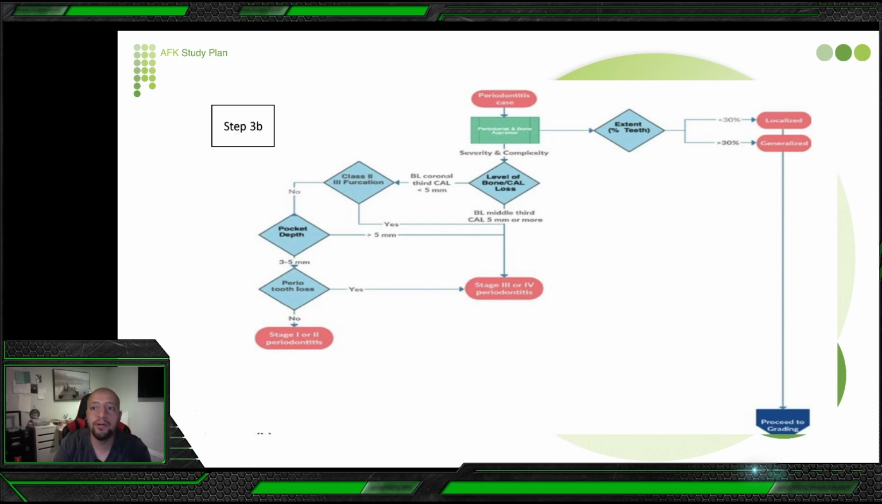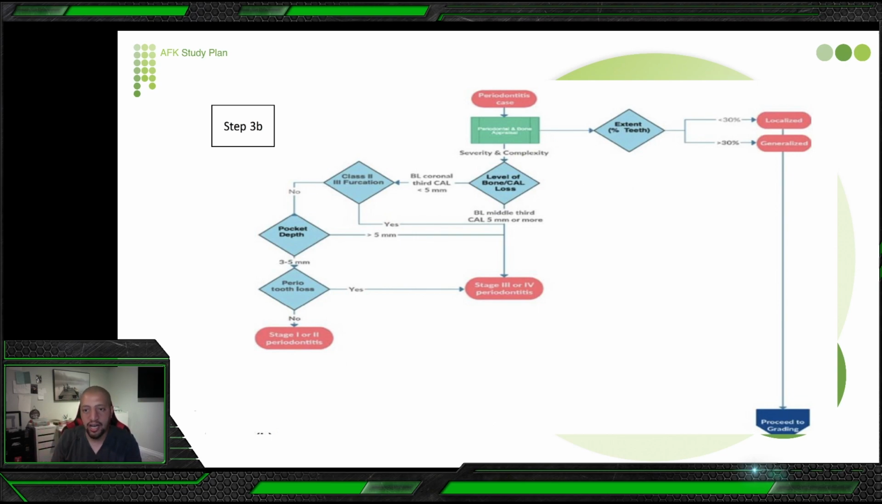So we're going to speak about periodontitis. We look at the extent of the teeth involved. If it's less than 30%, we say it's localized periodontitis. If it's more than 30%, we say it's generalized periodontitis. And then severity and complexity. So we said there are three categories.